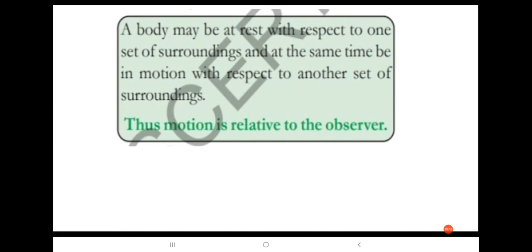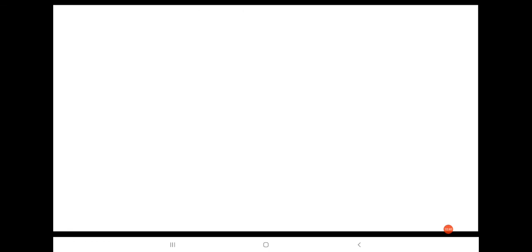So when you are moving in a car, with respect to you and your driver, the trees, poles, buildings are moving backside. But with respect to the surrounding people, the trees, buildings, poles are at rest. Right? So here we can say that motion is relative to the observer. I'll give you one more example of how the motion is relative.